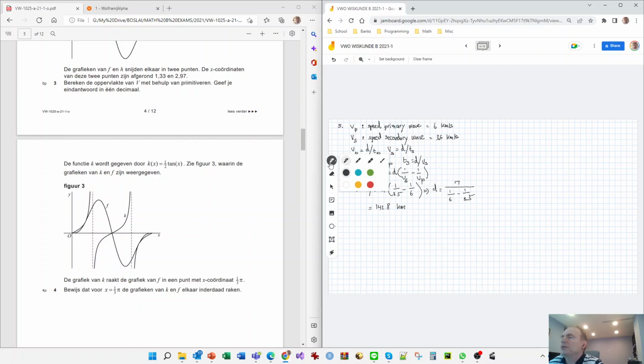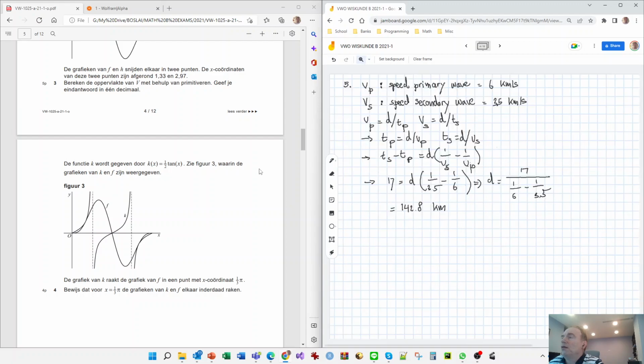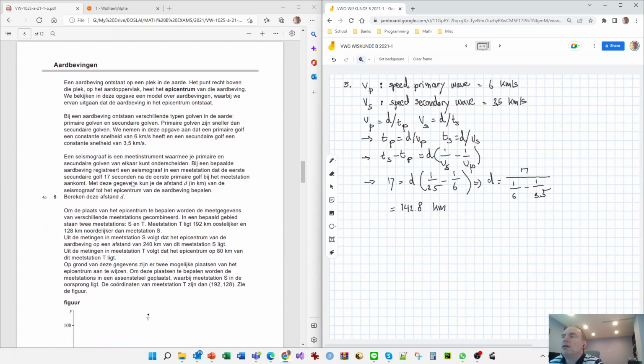Okay, we're picking up on the schedule. This is a question about earthquakes. So again, this is a word problem. And unfortunately, you have to just understand the Dutch of it with a lot of non-math related terms.